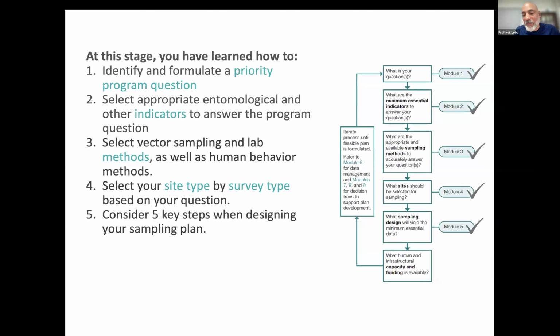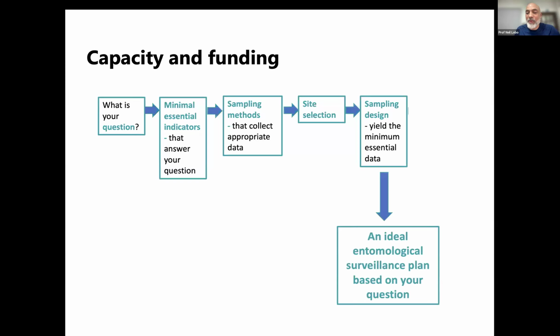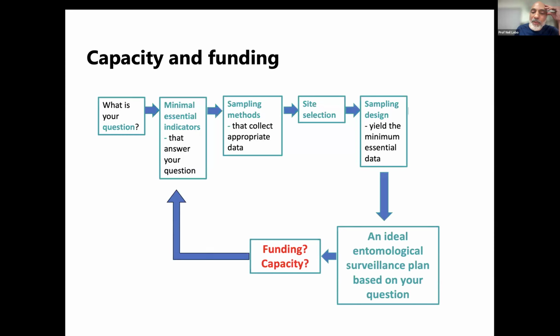Do we have enough money and funds? So those are all our steps: question, indicators, sampling methods, site selection, and sampling design. And we've made our ideal surveillance plan. Now, do we have enough funds and capacity? And here is where we can go back. If we don't have the funds and capacity, we go back. We keep our question as is. We go back and look at our indicators.